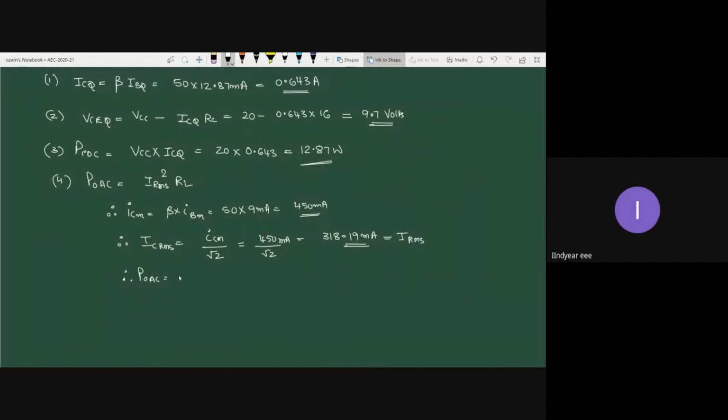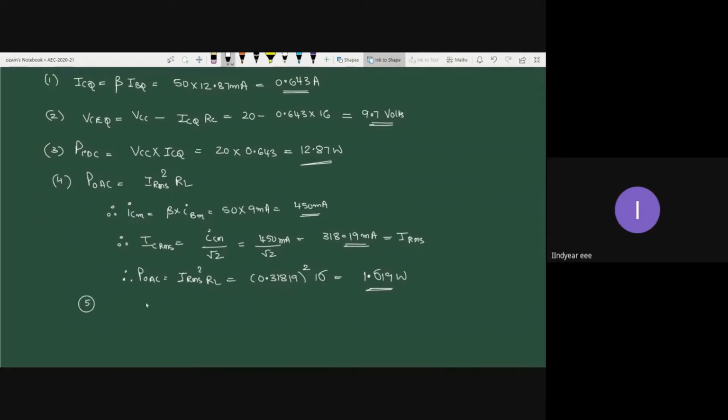So, therefore, Po AC is equal to, let me write it once again, IRMS square into RL, or 0.31819, because milli is 10 to the power minus 3, 0.31819 square into RL. RL is 16. Okay, and that is 1.619 watt. Okay, that's just 1.619 watt.